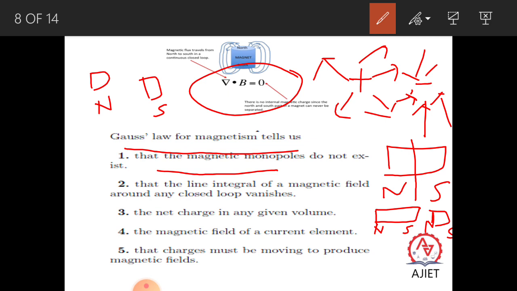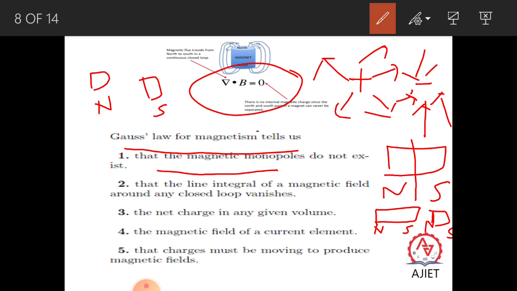One side of the magnet is the north pole, and obviously the other end will be the south pole of the magnet. So this law tells you that magnetic monopoles do not exist. Next, the line integral of the magnetic field around a closed loop vanishes. So you can take this analogy.